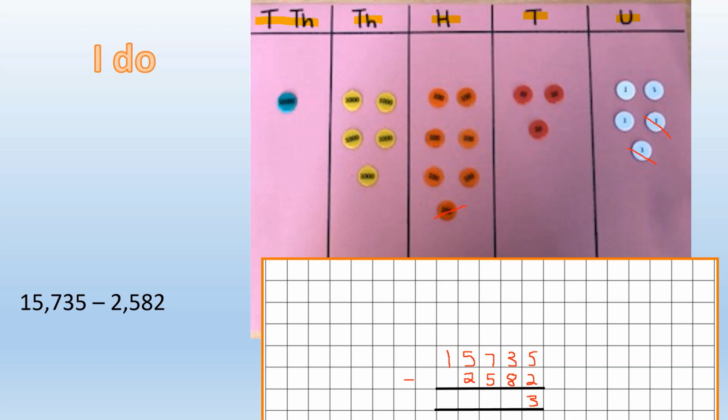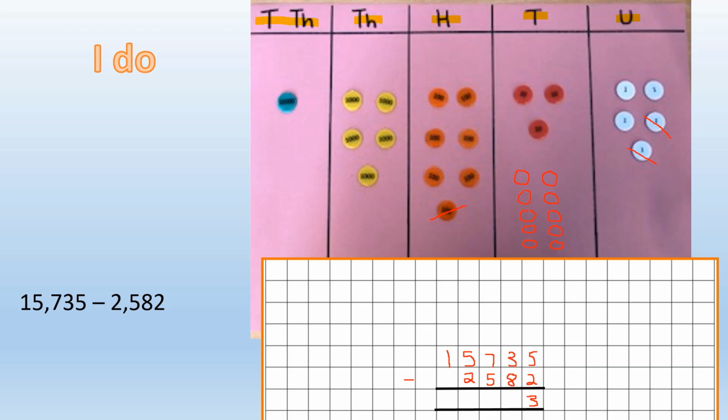So exchange, take 100 from this column and bring it into the tens and exchange that for 10 tens, which is 100. So 10, 20, 30, 40, 50, 60, 70, 80, 90, 100. So I now have 130 in the tens column.